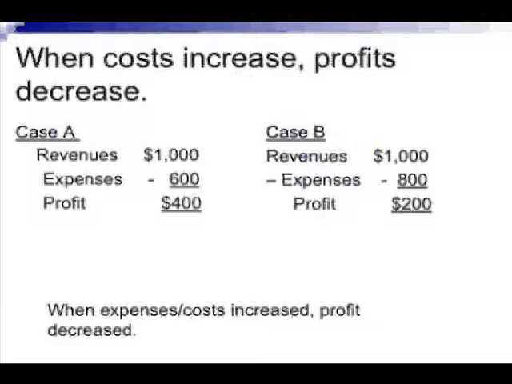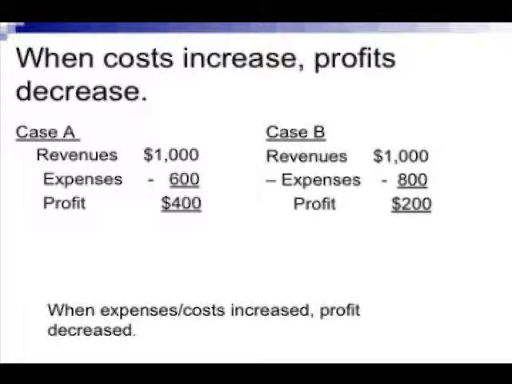In this particular case, again, revenue stayed the same. Expenses went up to $800. So we see profit declining to $200. Now, you might say, in reality, what's going to happen is if your expenses go up, the seller's going to charge more per unit, so their revenues are going to go up. We're holding those things constant, though. That's the assumption of ceteris paribus.